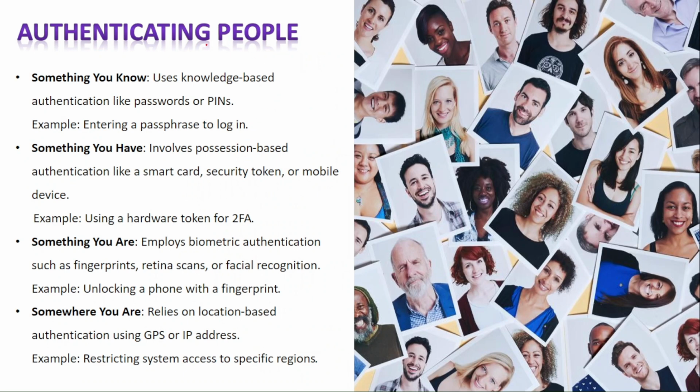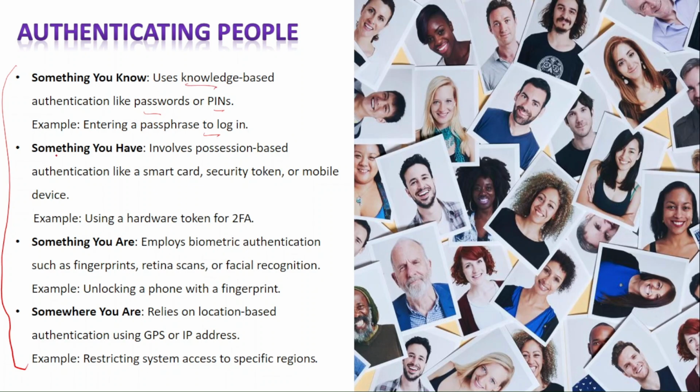So how are people authenticated? These are different authentication factors, and these are very important. The first one is something you know. It uses knowledge-based authentication like passwords or PINs. Example, entering a password to log in. Similarly, a security question, such as what is your first school name, is also a factor known as something you know, because it is based on knowledge.